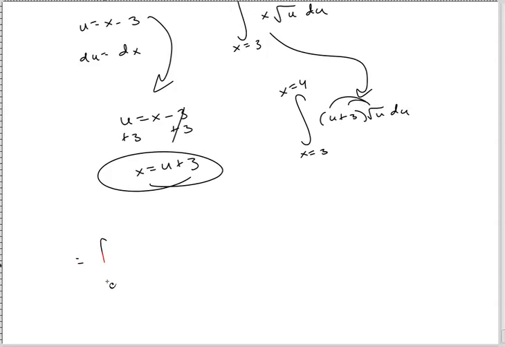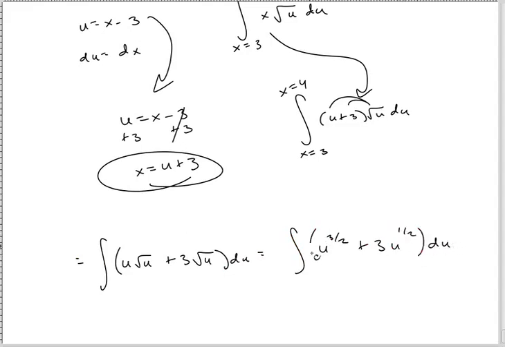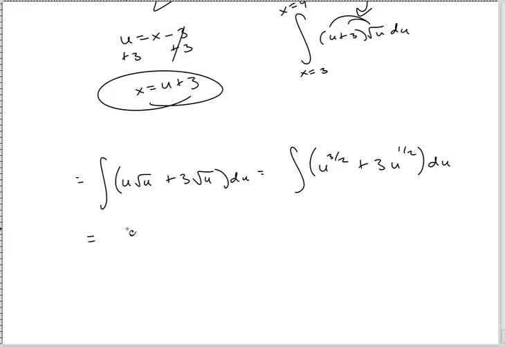Distribute that square root u, and so you got u square root u plus 3 square root u du. And that's going to make a u to the 3 halves plus 3 u to the 1 half du. Very particular about parentheses. Add 1 to the power, divide by the new power.